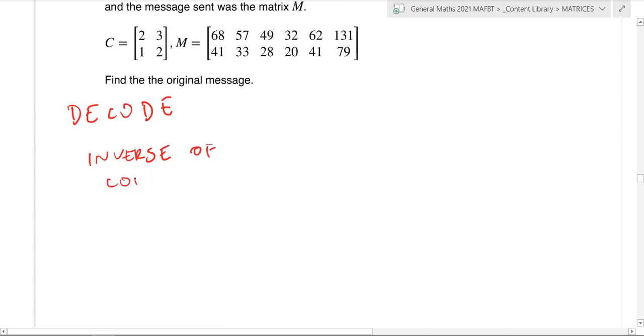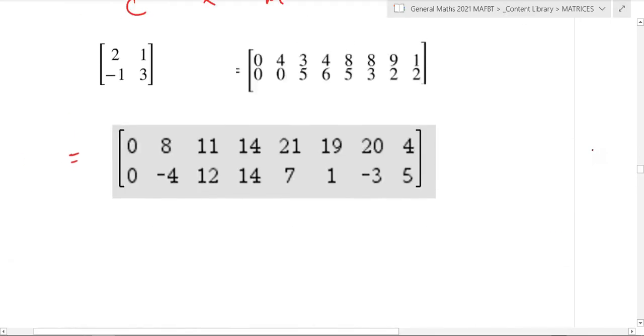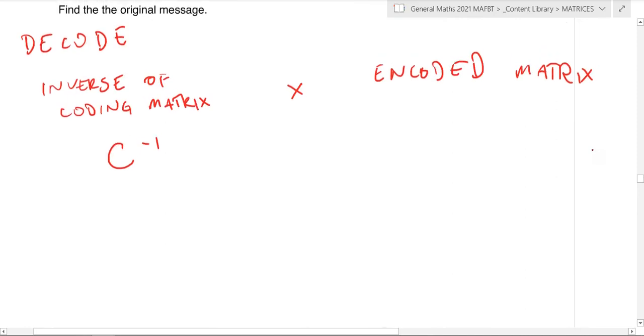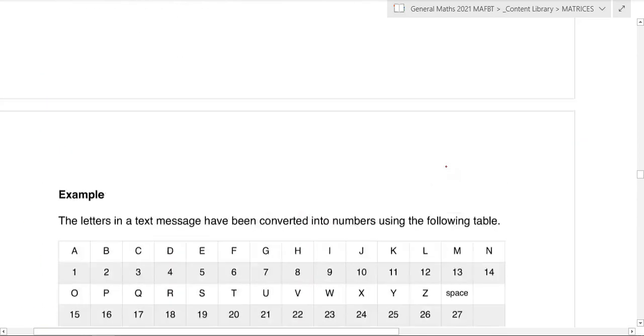So the inverse of the coding matrix, C inverse, multiplied by the encoded matrix. And when you think about it, the encoded matrix is C times M. So it's basically C inverse times C times M, whatever the encoded matrix was. Okay, so this is how you decode. It's going to be the inverse of the coding matrix times the encoded matrix. So C inverse times C times M, which is basically M.